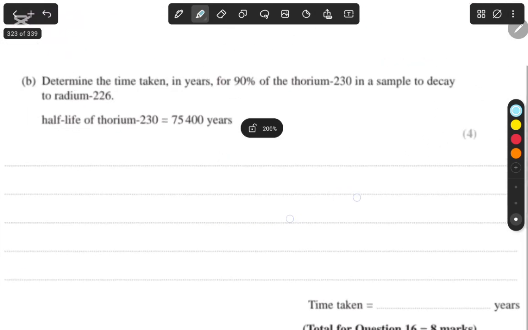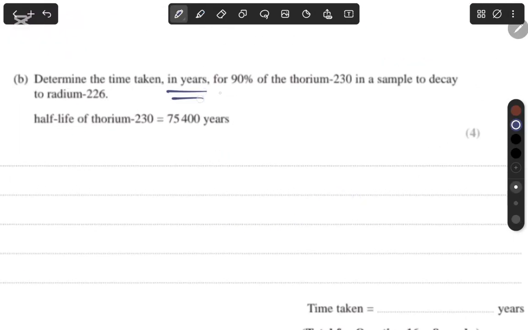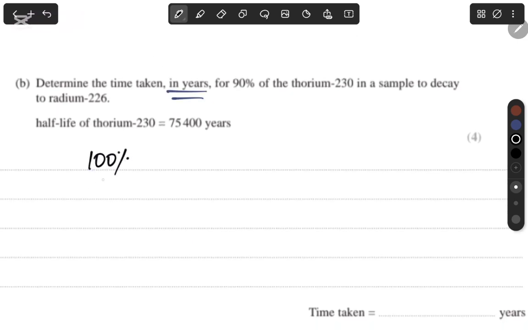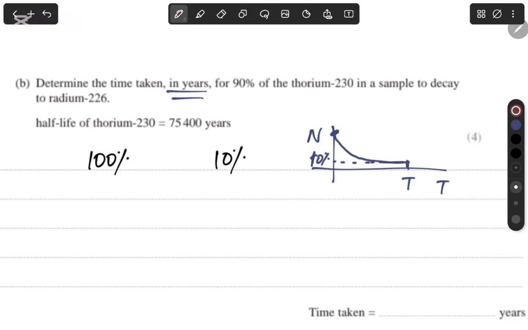Okay, next question. Determine the time taken in years for 90% of thorium-230 in the sample to decay to radium-226. So we know that initially we have 100% of the thorium, and then 90% of it goes away, so we have 10% left, right? So this is the N and this is the T. Initially you have 100, and then as you decay, at some point you're going to get 10% of the initial value left, and that is time T. So we have to find that value.